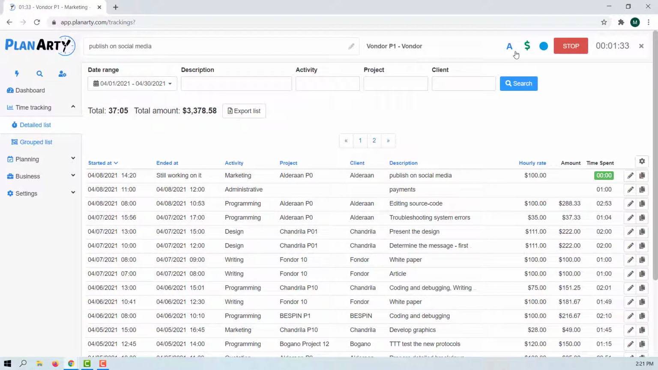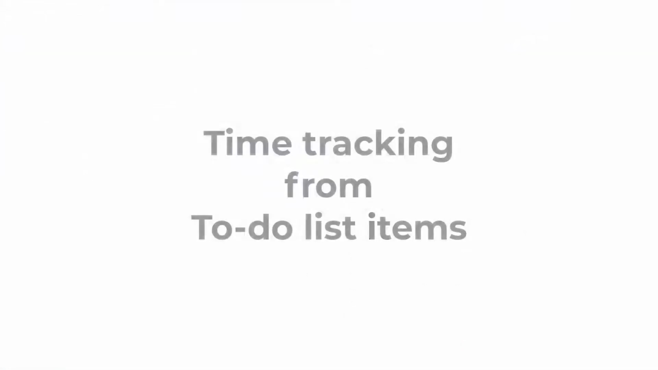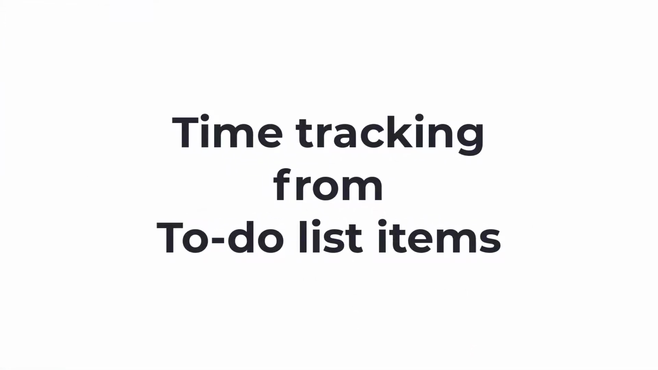The same goes for activity. Also, you can change if it is billable or not, as well as the color you want to be displayed in calendar. Another way to create a new time tracking is to start it from a to-do list item.